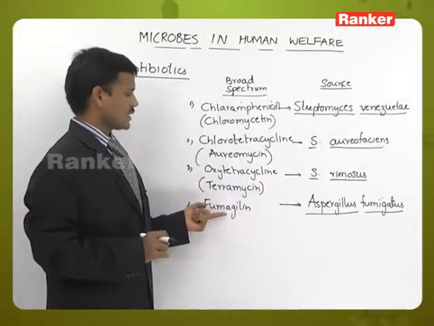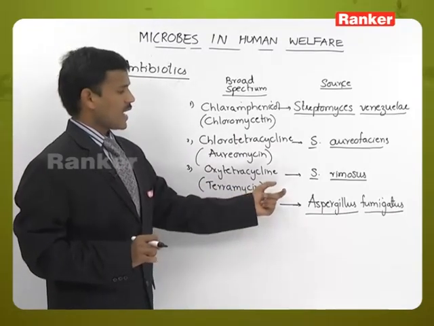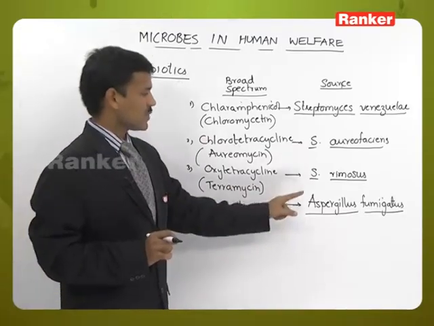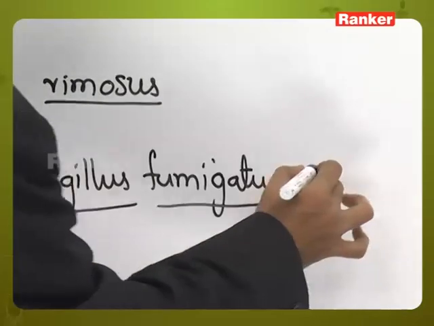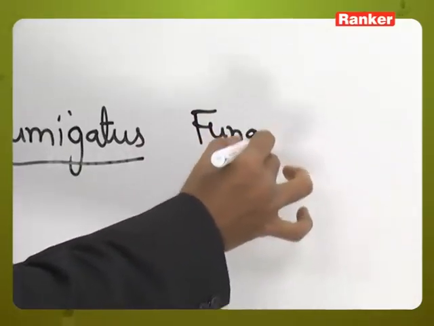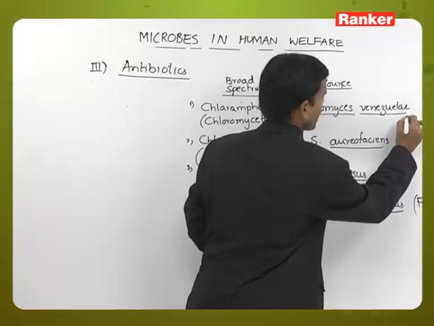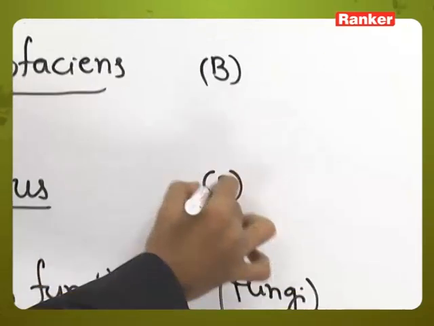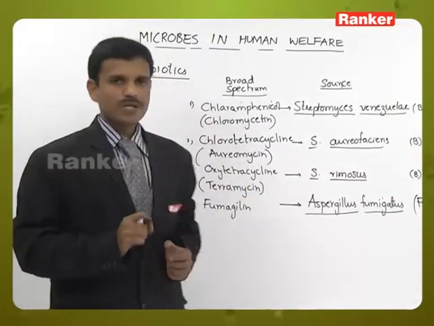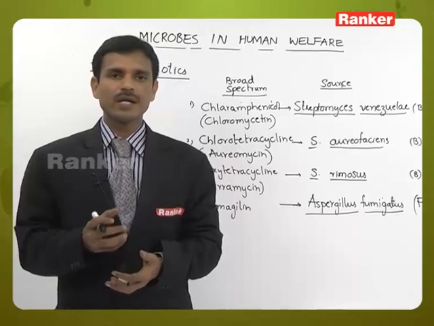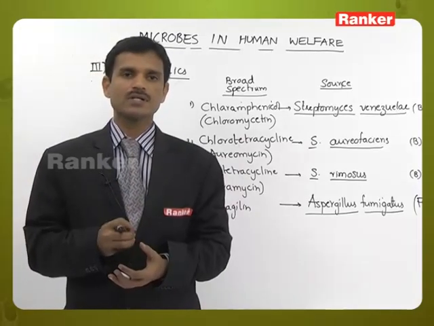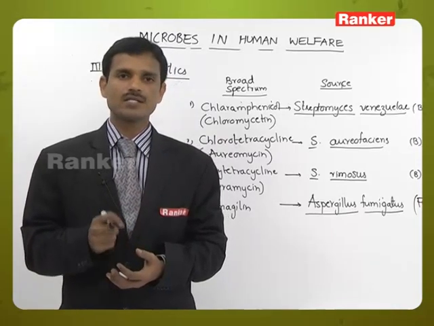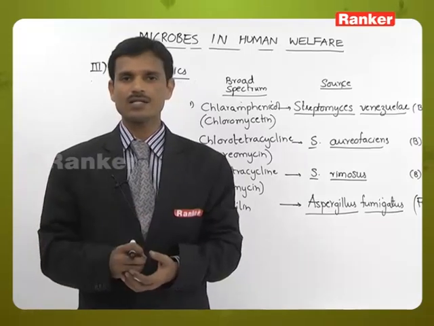Next, fumagillin is extracted from Aspergillus fumigatus. It is a fungus. All the others are bacteria. So these broad spectrum antibiotics kill different types of organisms which cause diseases. They may be bacteria or some parasites or other organisms also.